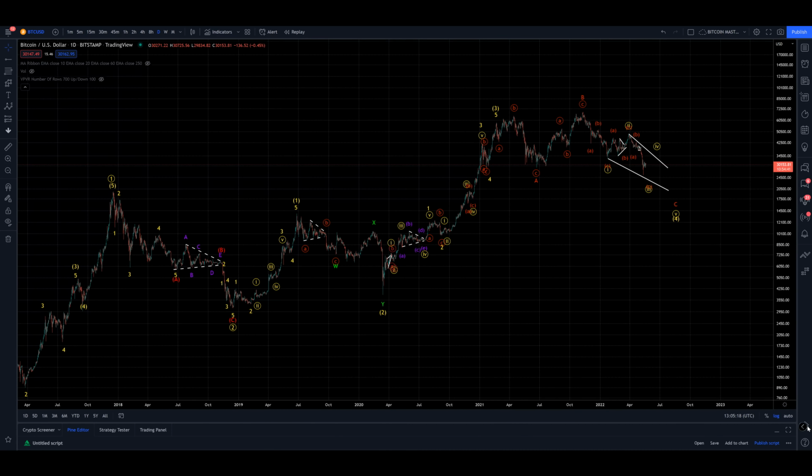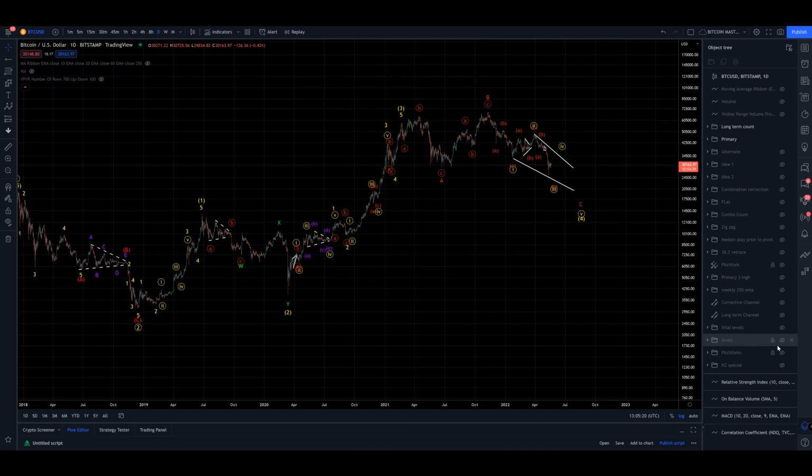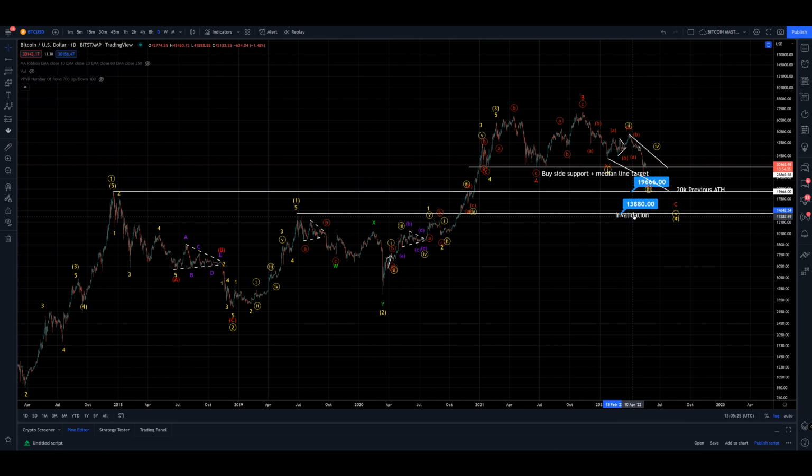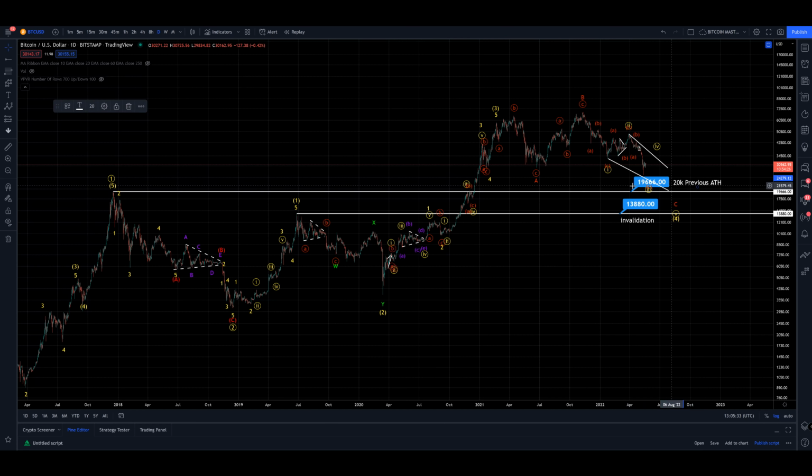Now let's just start with the absolute basics here. Invalidation point for the primary count is here, and we've got the 20k previous all-time high at 19,666. Now invalidation is at 13,880.